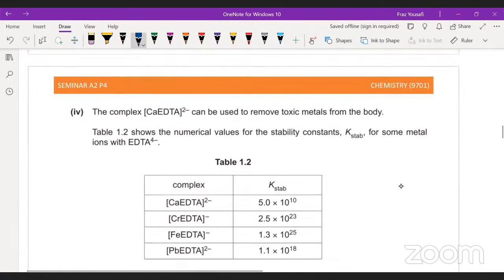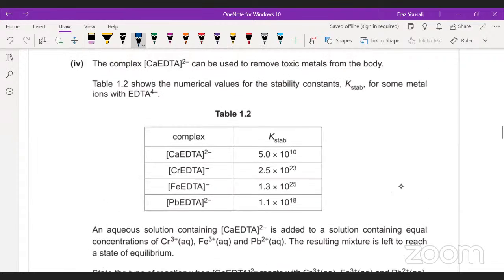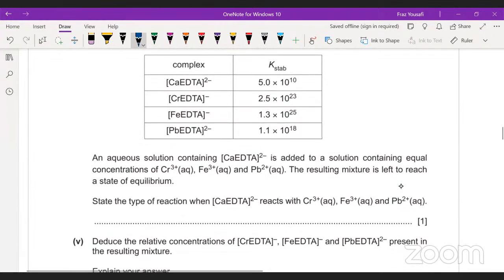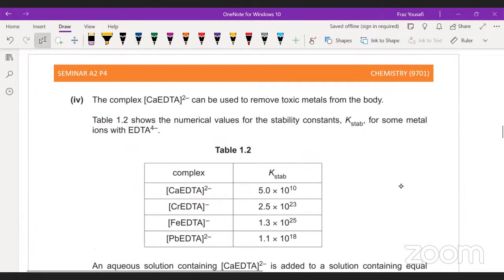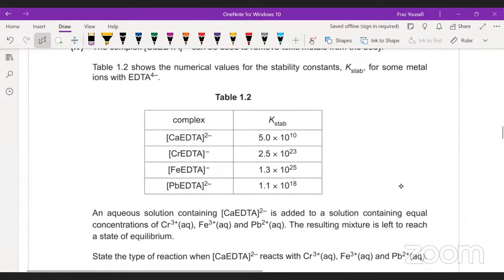All right. Now, I want you to focus in on this part two. This is a very easy question if we understand it, but we often end up not understanding it, right? So they've given you several solutions here. Complex of calcium EDTA can be used to remove toxic metals in the body. Shows some numerical values. So the K-stab constants for some metal ions with EDTA 4 minus. So with calcium, it's 5.0 times 10 to the 10. With chromium, it's 2.5 times 10 to the 23rd. With iron, it's 1.3 times 10 to the 25th. With lead, it's 1.1 times 10 to the 18th.